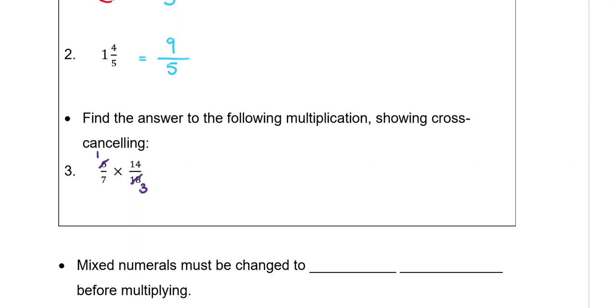All right, let's check the other diagonal. 7 and a 14. I can divide by 7. Good, yep. So dividing by 7, I get 1 and a 2. Once we have cancelled as much as we can possibly cancel, then I times the tops together. 1 times 2 is 2. And on the bottom, 1 times 3 is 3.